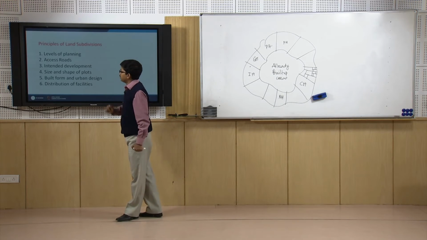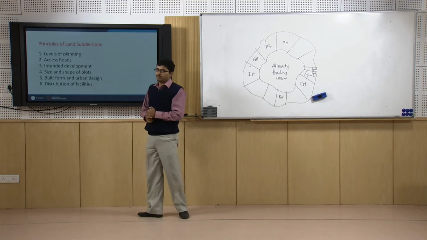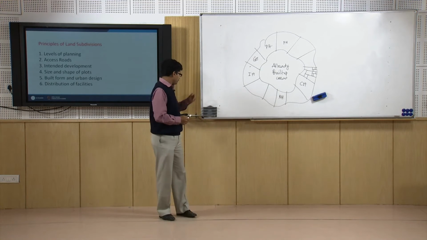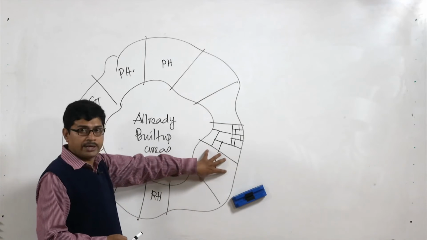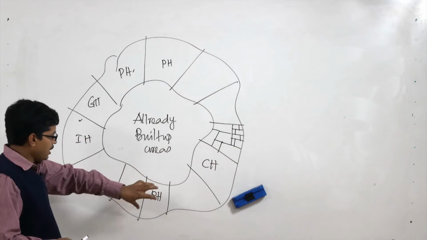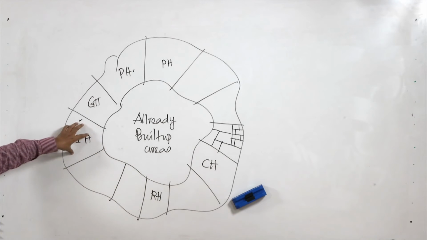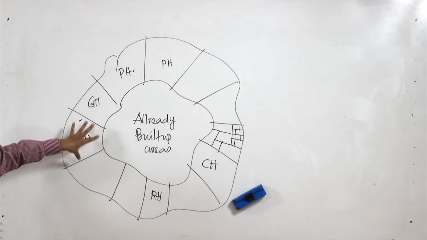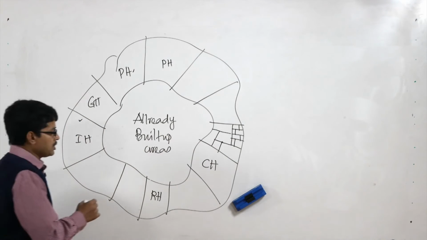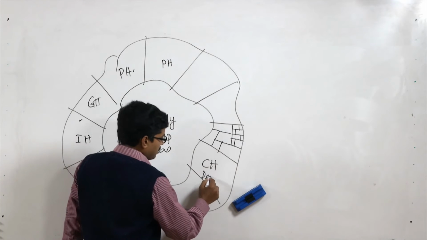The first principle of the land subdivision is the levels of planning. Now, we have told you that after the housing strategy, we have earmarked all the bigger land chunks as cooperative housing, as rental housing, as institutional housing or group housing or plotted housing. Now, these are very big areas. As per the master plan and the housing strategy, the total population and density will be written.